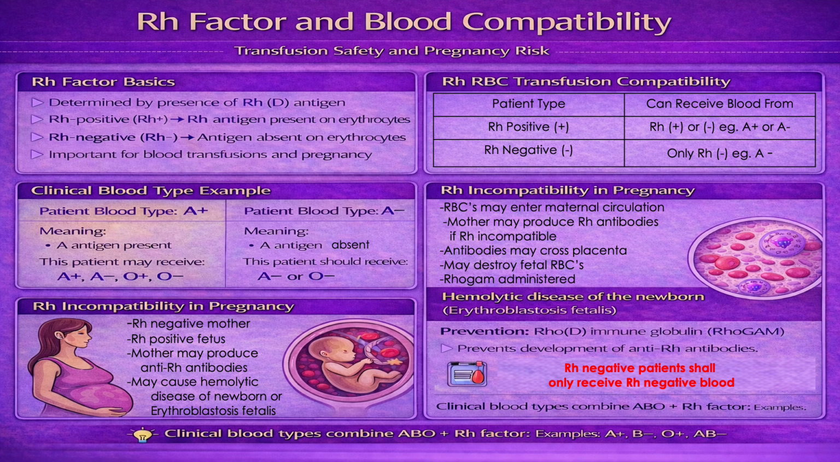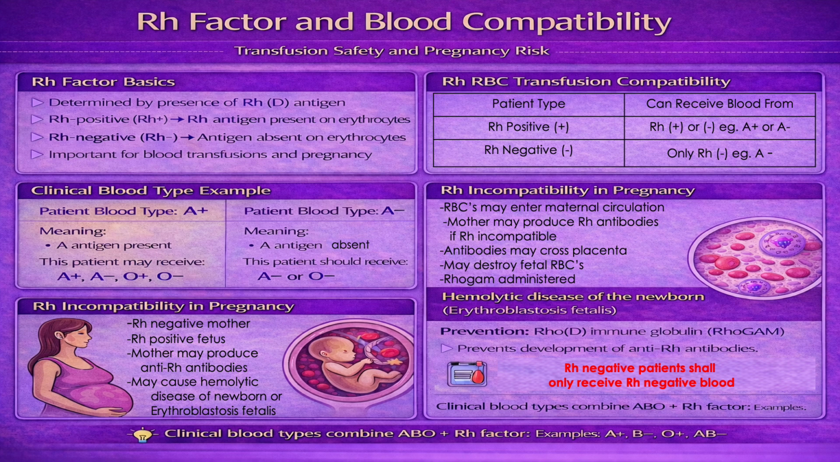To illustrate this clinically, consider a patient whose blood type is A positive, or A plus, as normally labeled on real-life blood products. This means that the patient has A antigens and the Rh antigen on their erythrocytes. Because of this, an A plus or A positive patient may safely receive red blood cells from A positive, A negative, O positive, or O negative donors, since type O blood is considered a universal donor blood.